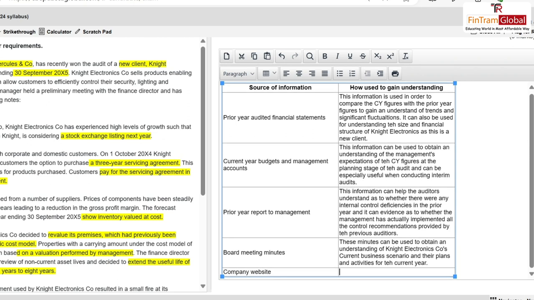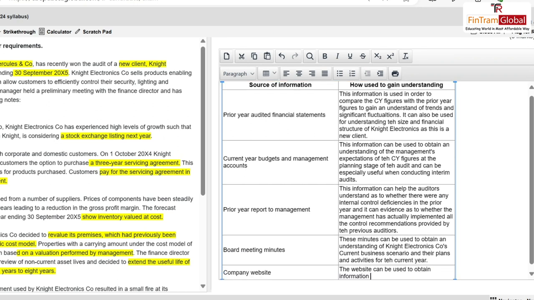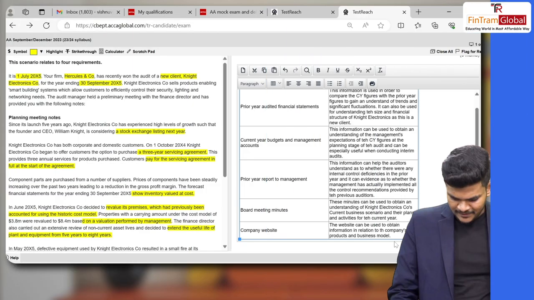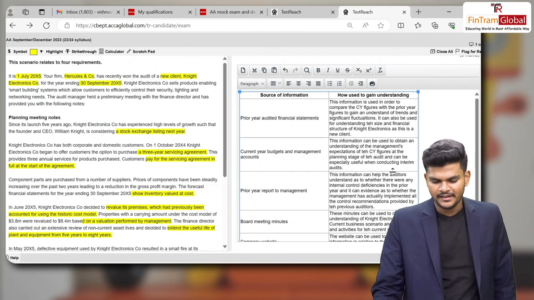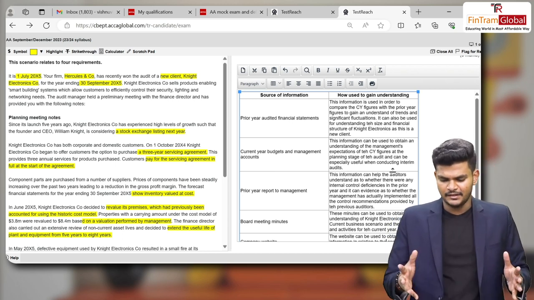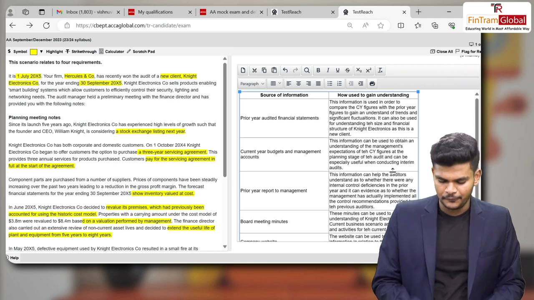Company website. The website can be used to obtain information in relation to the company's products, or you can just mention Knight Electronic Co.'s specifically on its products and business model. Okay, folks, simple as that. So that's basically it. Okay, folks, so this is basically how you can provide an answer for this particular question. Kind of easy. It's just simple things that we've already learned. I just mentioned it in some fancy words. That's basically it. Okay, folks, so simple as that.